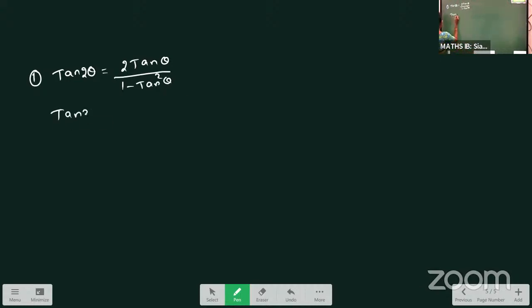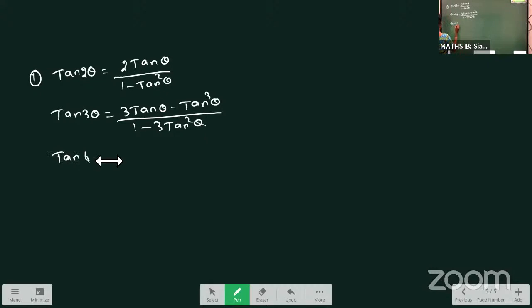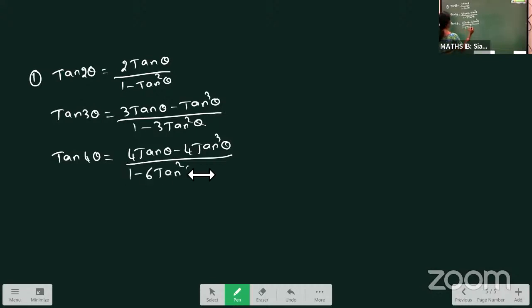Next, tan 3 theta is equal to 3 tan theta minus tan cube theta by 1 minus 3 tan square theta. Next, tan 4 theta is 4 tan theta minus 4 tan cube theta by 1 minus 6 tan square theta plus tan to the power 4 theta. This we don't use much, but only in this question we are using it.